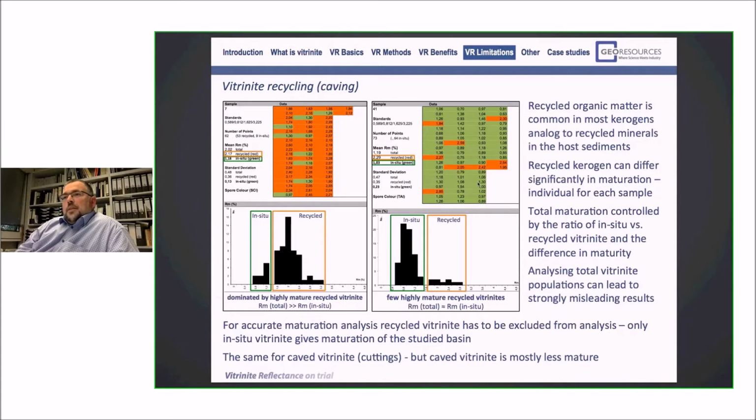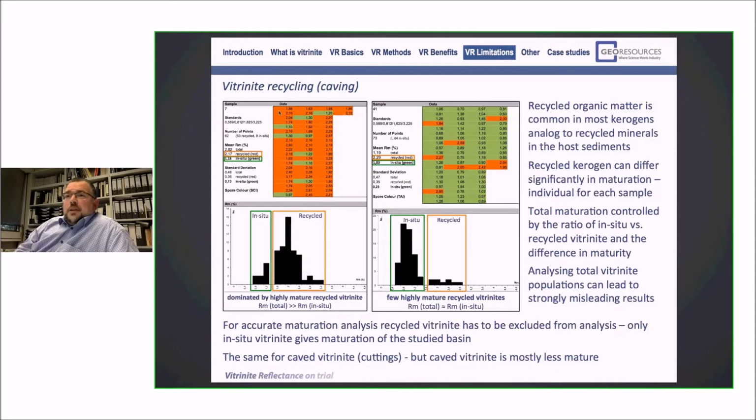So the mixture, the ratio of the highly mature recycled and the less mature in situ organic matter strongly controls the maturation of the total vitrinite reflectance or vitrinite population. And this has to be always taken in mind, that the vitrinites that we measure in one sample are not all in situ and are not all on one maturation level. They can strongly differ. And the total maturation is controlled by the ratio of the in situ versus the recycled vitrinite reflectance and the difference in maturation.